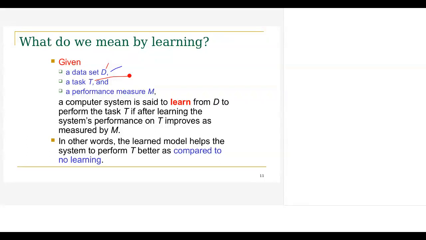Task means whether to approve the loan application or not. After learning, the system performance on T improves, on the testing data, as measured by M. Performance means we need to increase the accuracy of our system. In other words, the learned model helps the system to perform T better as compared to no learning. A system that has learned will perform better than a system that has not learned anything.